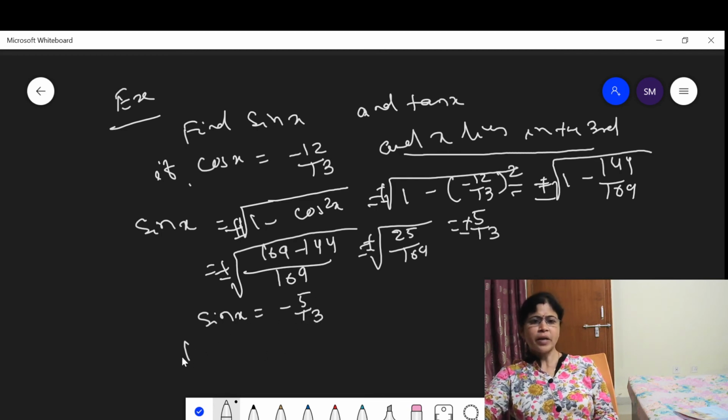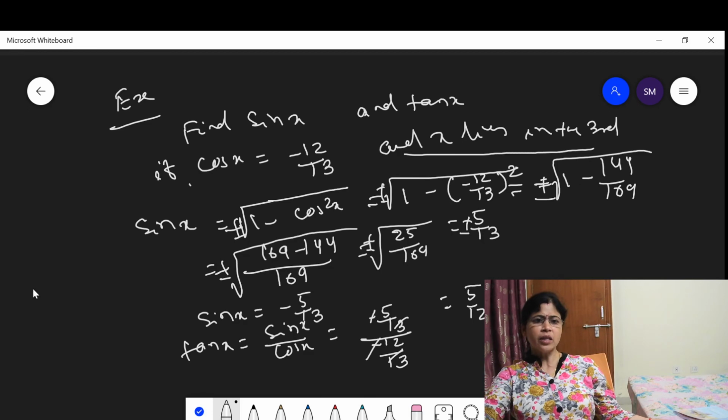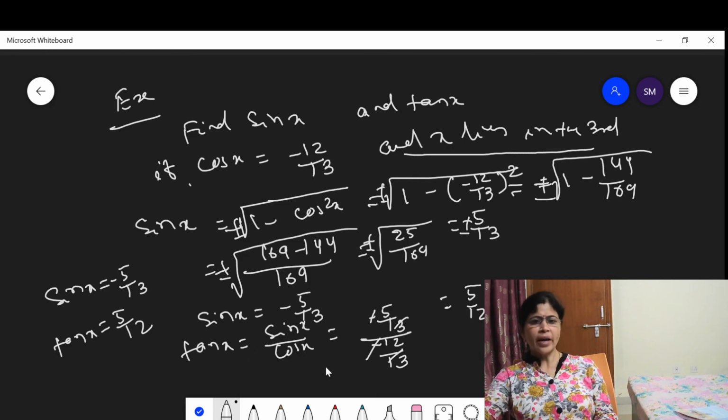Then now let us find out the value of tan x. Tan x is equal to sin x upon cos x. Sin x is minus 5 upon 13. Cos x is minus 12 upon 13. Minus cancels, 13 cancels, which is equal to 5 upon 12. By solving this, we come to the conclusion that sin x is equal to minus 5 upon 13, and tan x is equal to 5 upon 12.